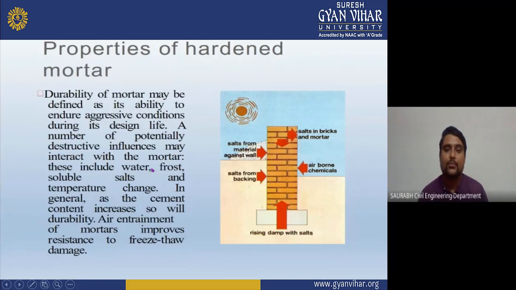Now we will see the properties of hardened mortar. Previously we saw the properties of the fresh mortar. Now we will see the properties of hardened mortar.